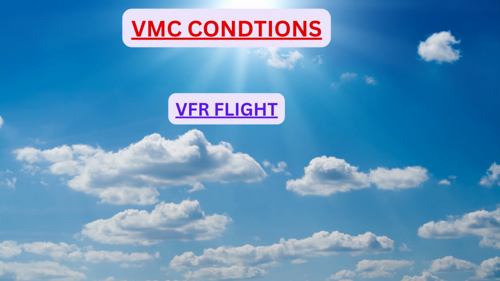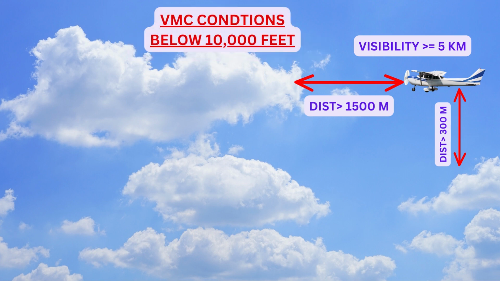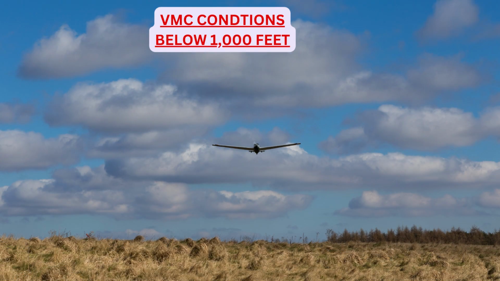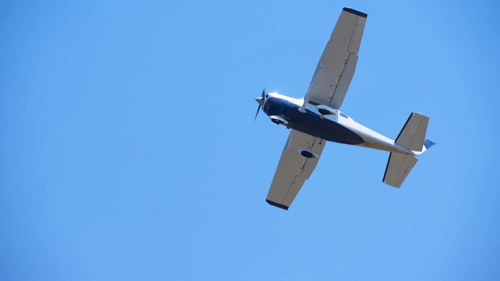And VFR flight can be flown only if at or above 10,000 feet, visibility is 8 km or more, separation from cloud is 300 meter vertically and 1500 meter horizontally. Below 10,000 feet, the separation from cloud remains same, but visibility must be at least 5 km or more. And additionally, if you are flying below 1000 feet above the ground, then the ground must be visible at all times to the pilot without any clouding. So if VMC conditions exist, you can fly VFR flight.